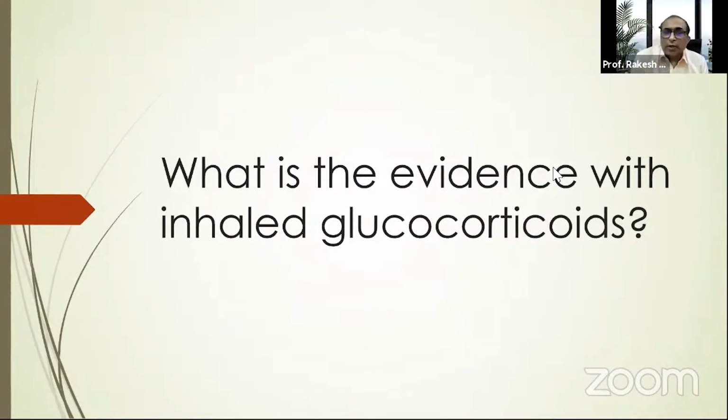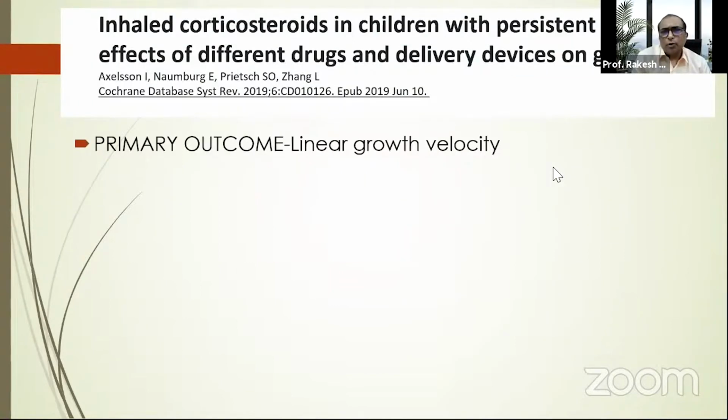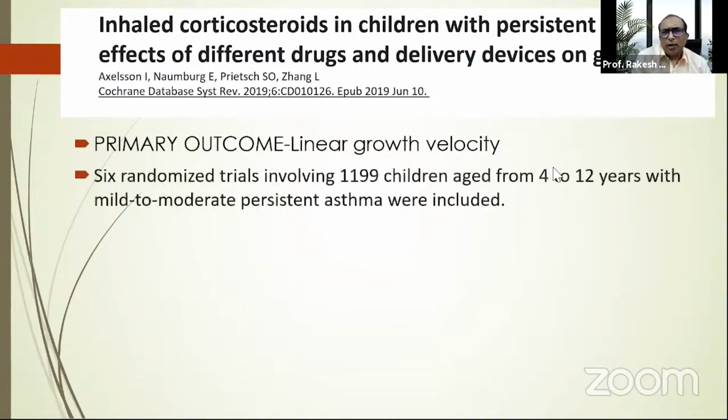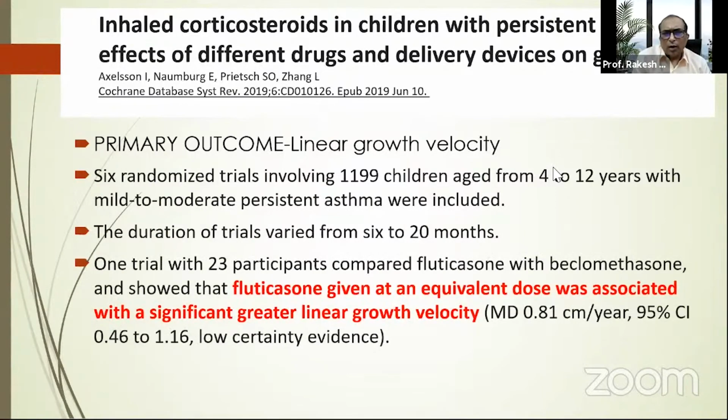And is there any evidence with inhaled glucocorticoids? Because we have a lot of children who need inhaled glucocorticoids for treatment of bronchial asthma. If you look at that, this was a meta-analysis of 6 different studies, which randomized almost 1,200 children aged between 4 to 12 years with mild to moderate persistent asthma. They compared fluticasone with dexamethasone, and this study showed that fluticasone given at an equivalent dose was associated with a significantly greater effect on linear growth velocity as compared to dexamethasone.